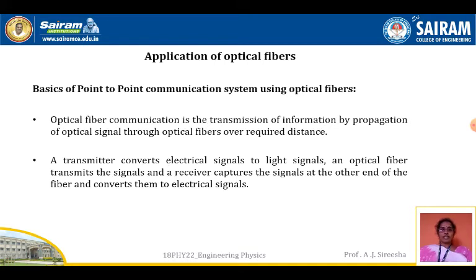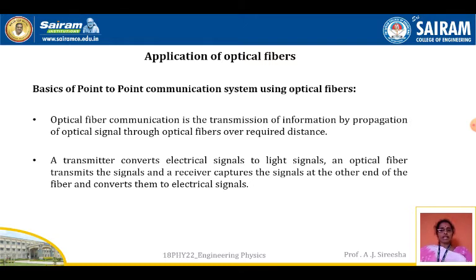Now we will see how exactly it is happening. Optical fiber communication is the transmission of information by the propagation of the optical signal through the optical fibers over a required distance. A transmitter converts electrical signals to light signals. An optical fiber transmits the signals and the receiver captures the signal at the other end of the fiber and converts them into electrical signals. In this session we are going to see only the basics, so the basic information only will be explained here.